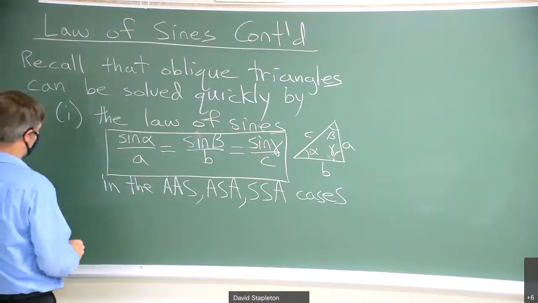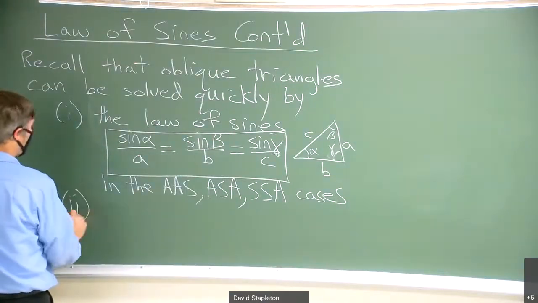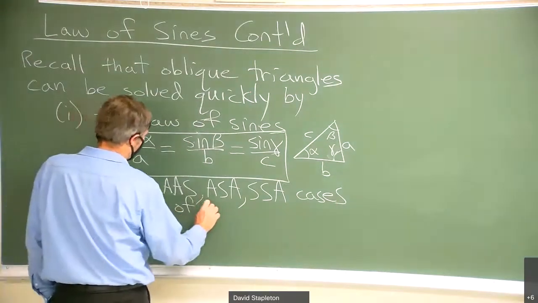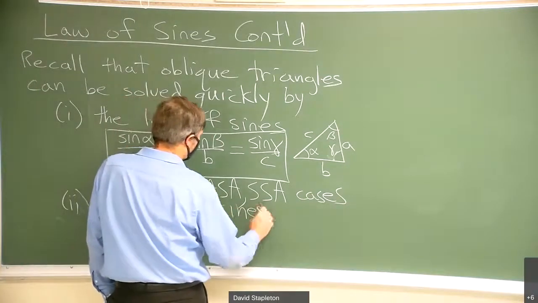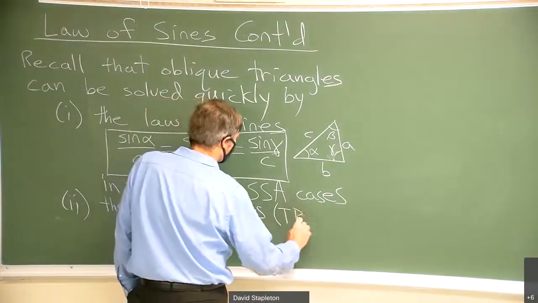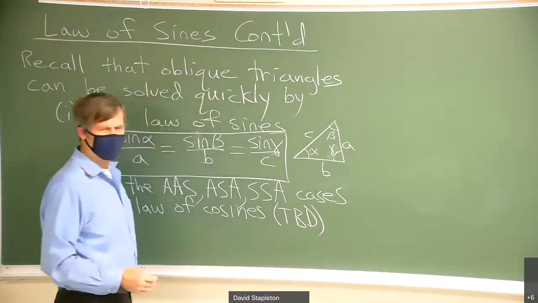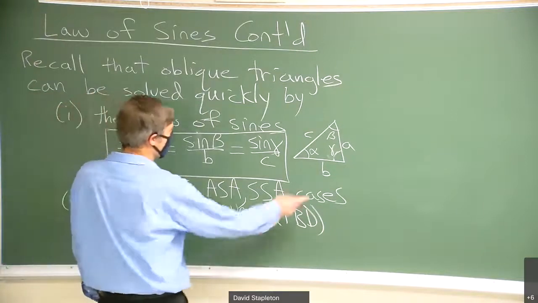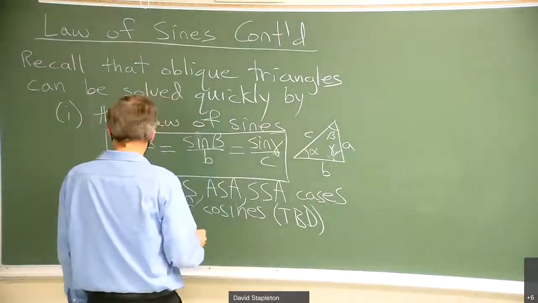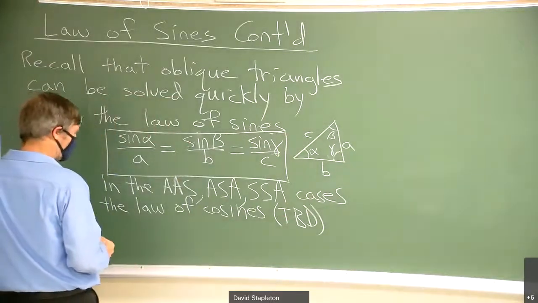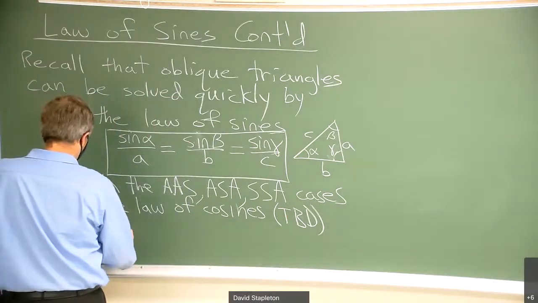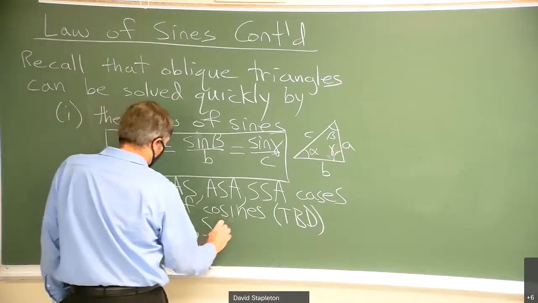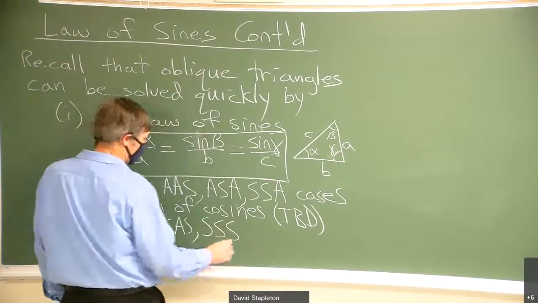What about the other cases? Two, it can be solved quickly by the law of cosines, to be discussed today. So I'll put TBD. One great thing about TBD, it can mean a lot of different things. It could be to be decided or to be discussed. I will say to be decided, to be discussed. In the side angle side or side side side, the three sides of a triangle cases.